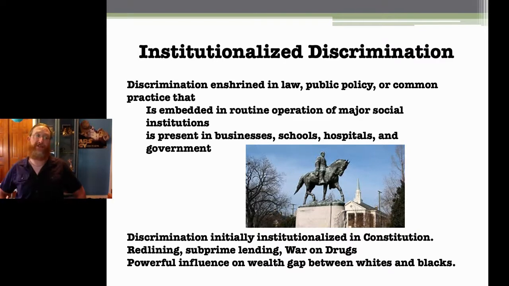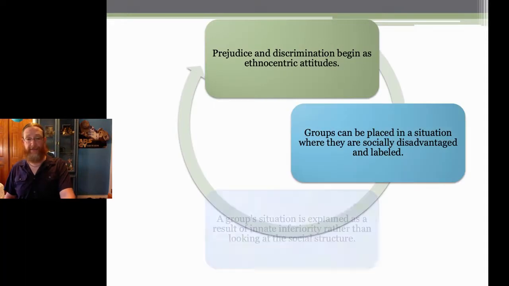So institutionalized discrimination, more detailed: enshrined in law, public policy, and common practice, right? It's embedded in the routine operation of our major social institutions. It's present in businesses, schools, hospitals, governments, you name it. And it's initially institutionalized in the Constitution, redlining, subprime lending, that's ownership and wealth of homes and where people can live. The war on drugs is entirely based in institutionalized discrimination. And certainly there's a powerful influence on the wealth gap between whites and blacks, or more importantly, people in dominant culture and those in minority culture, as we look at our history.